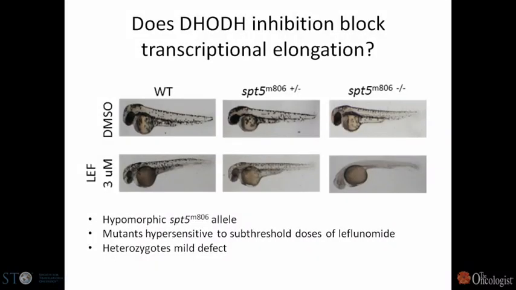Now, luckily, zebrafish is a genetic system, so you could look for genetic interactions with the drug. And so we have in our lab a hypomorphic allele of SPT5. And you can see that compared to wild types, it's a little hypopigmented, but not too bad. But if you add leflunomide, you can convert this to an animal that has no neural crest, demonstrating genetic interaction.